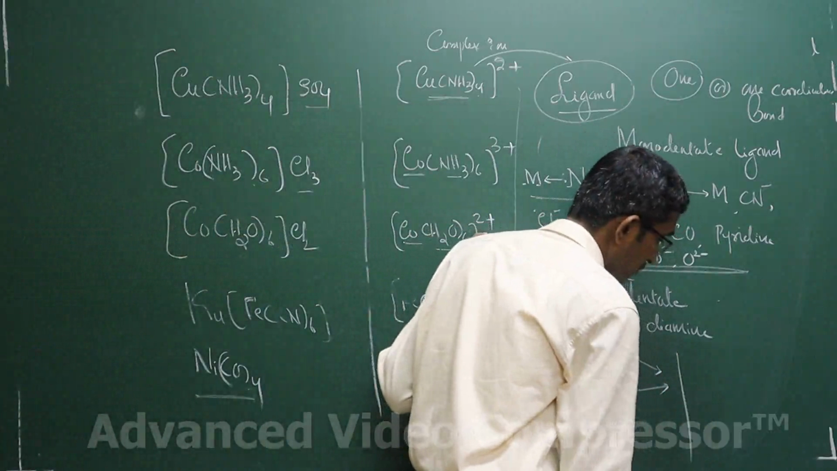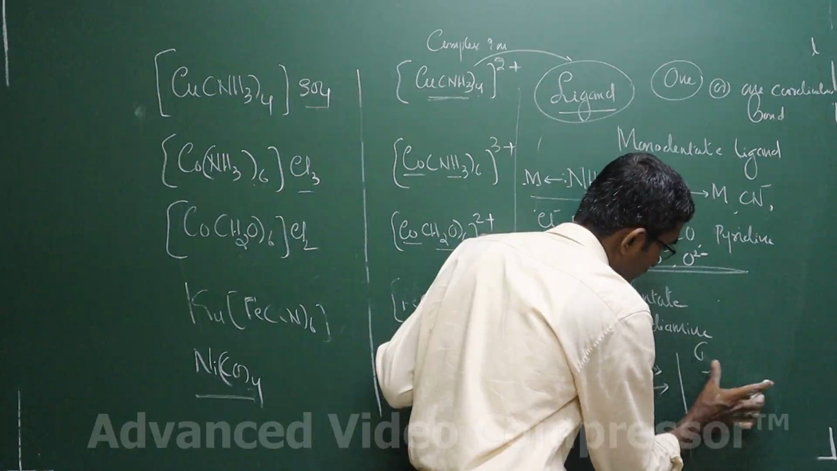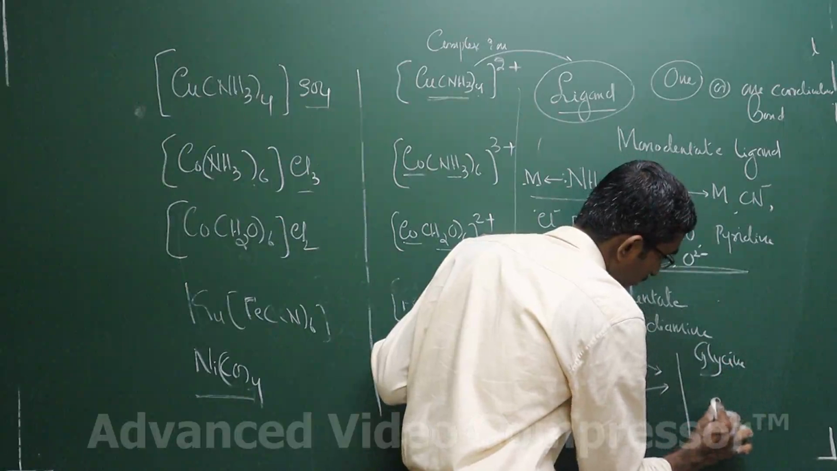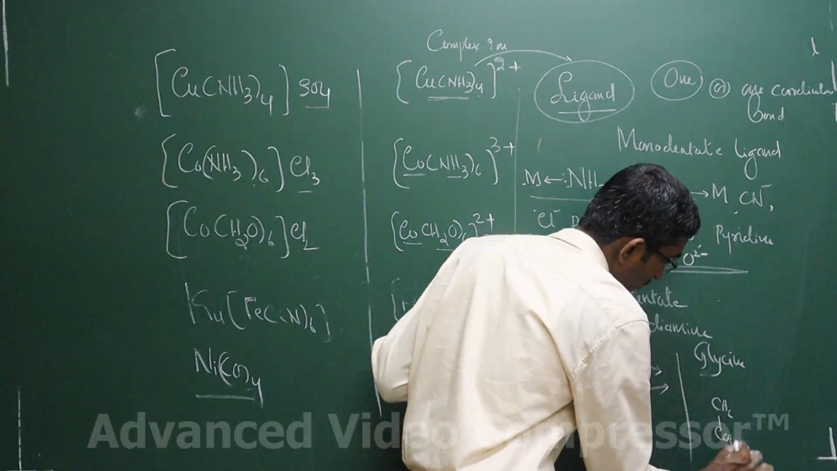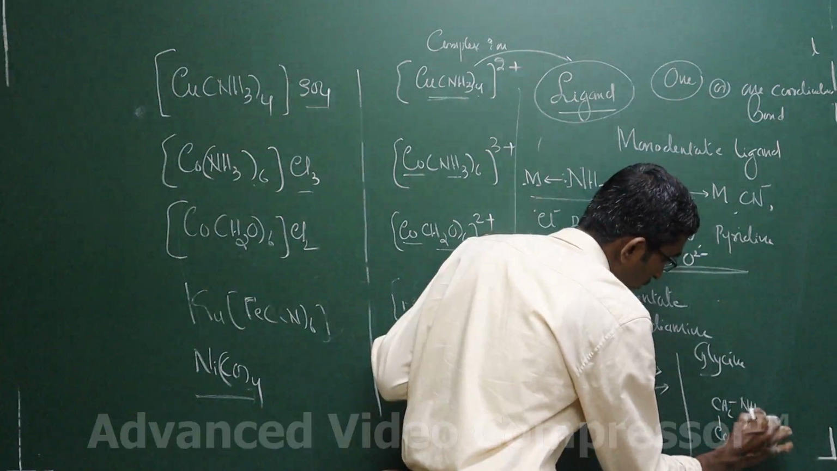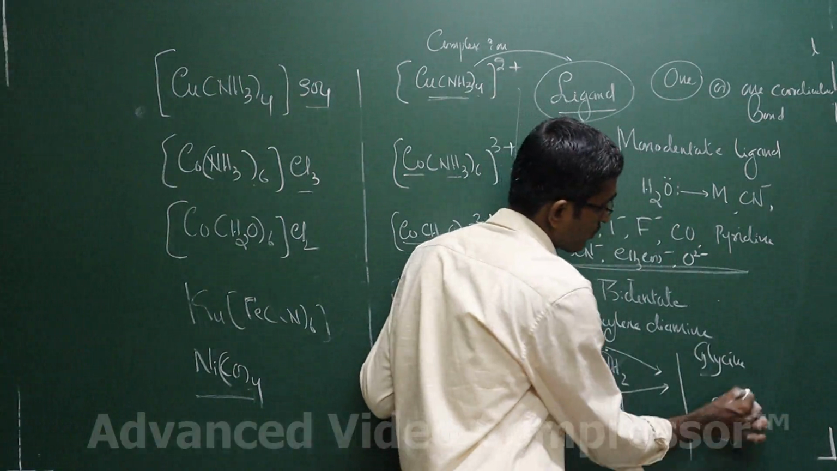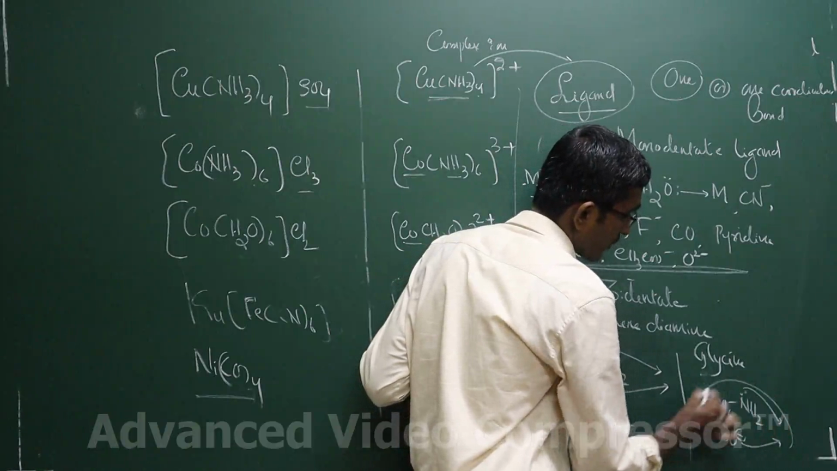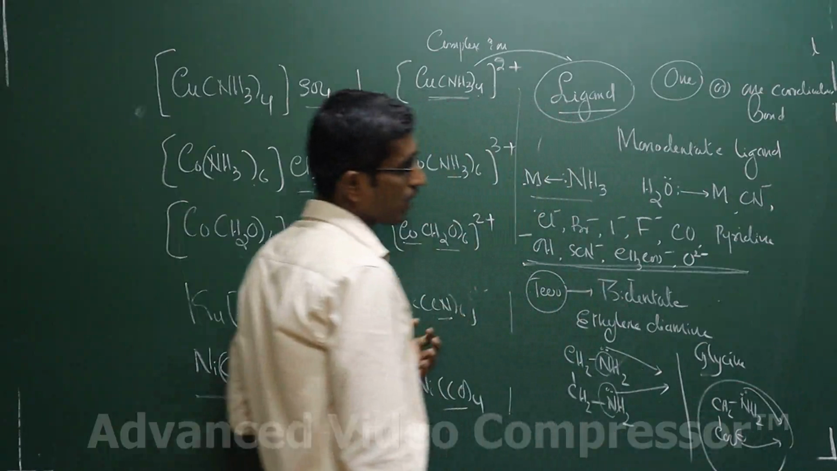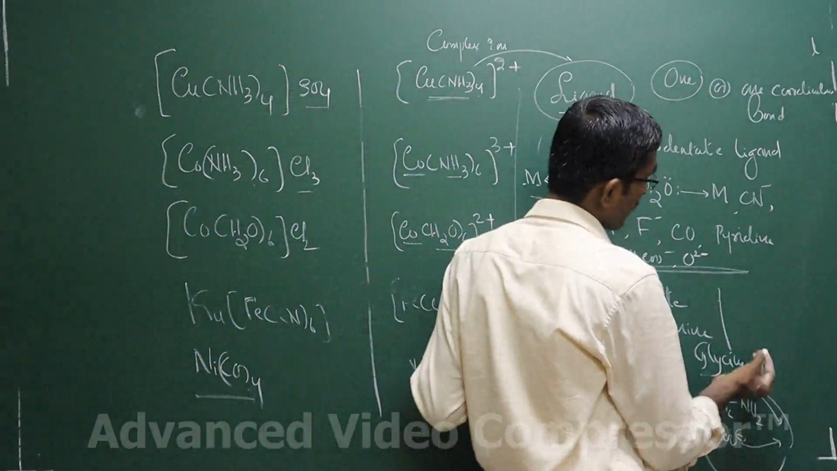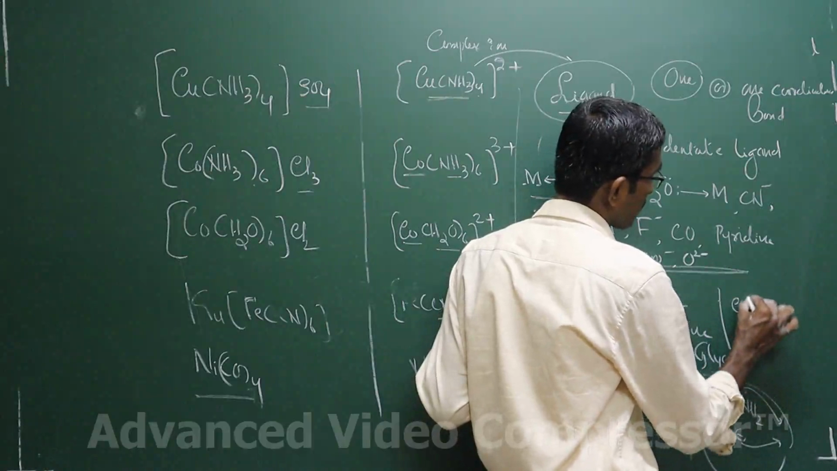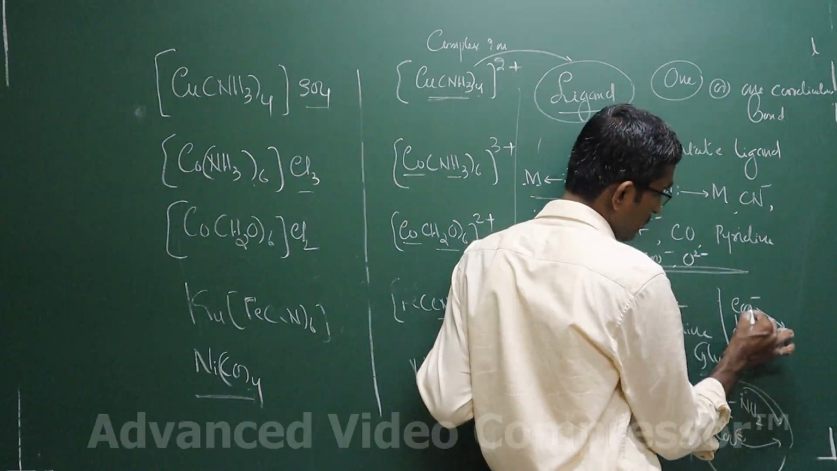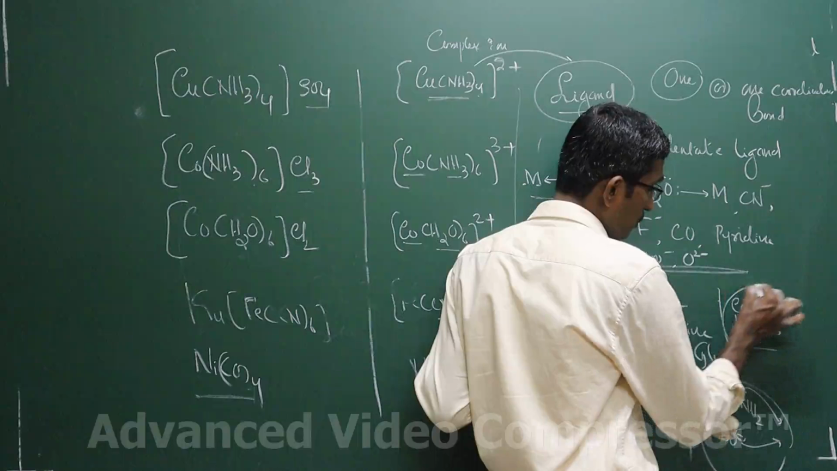Glycine is also an example, right? Glycine, CH2, COO minus, NH2. In the glycine case also, this can establish a coordination bond, and this can also establish a coordination bond, right? So there are many more. Oxalate ion is also an example, right? Because it can link through the oxygen, or else it can link through two oxygens.